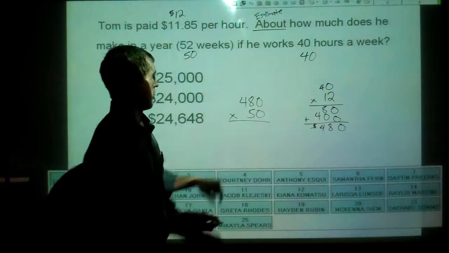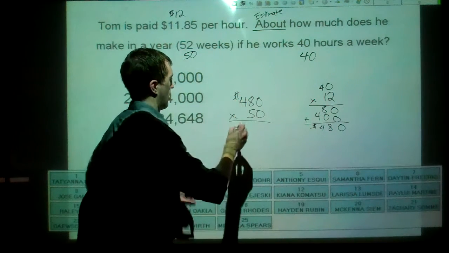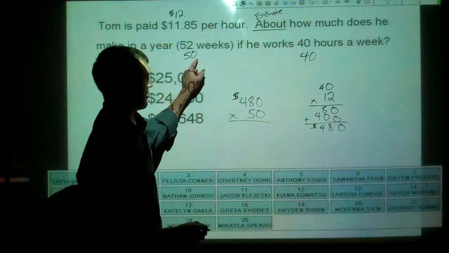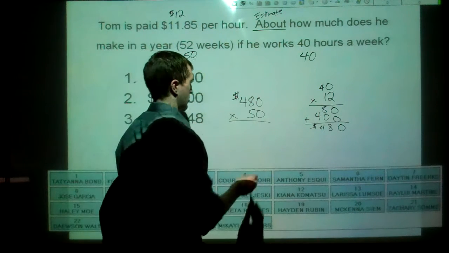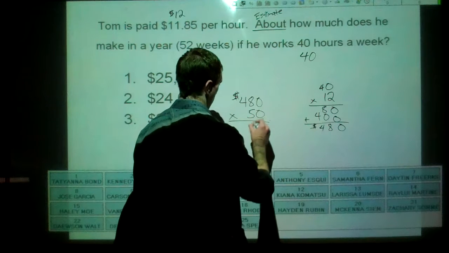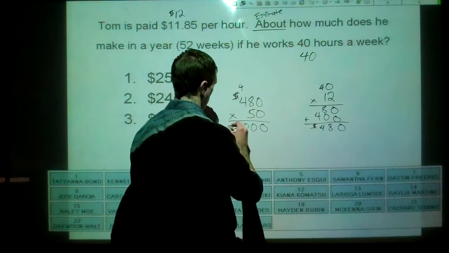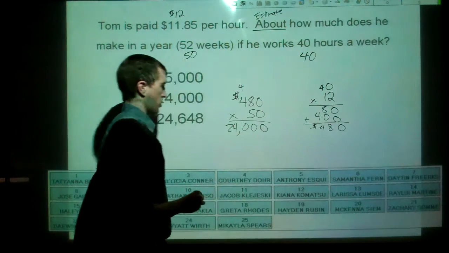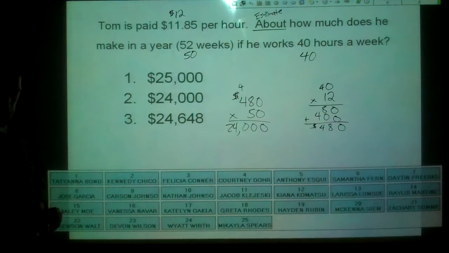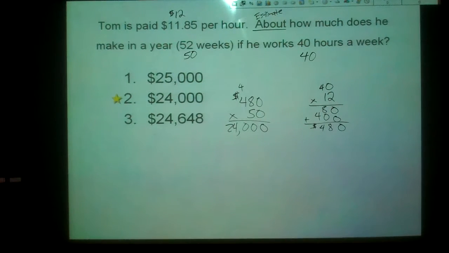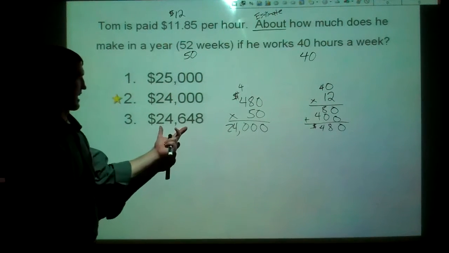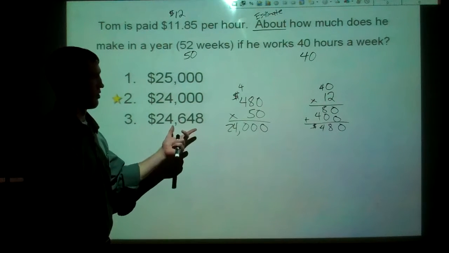So we've got $480 a week at 50 weeks a year. So we're looking at about $24,000 a year. Right there. This would be your exact answer, I believe, or very close to it.